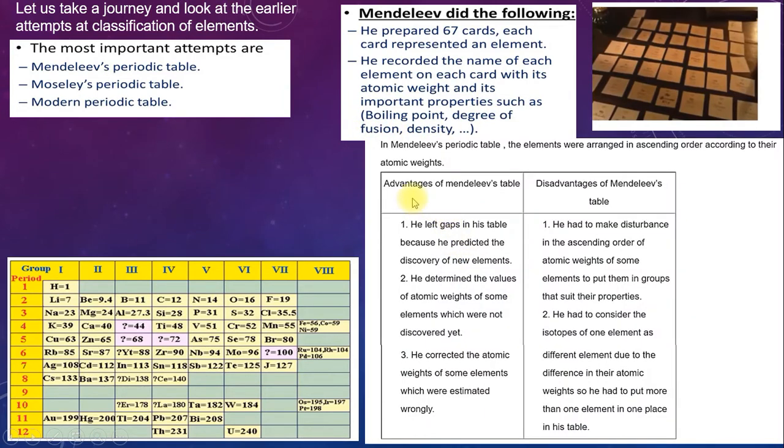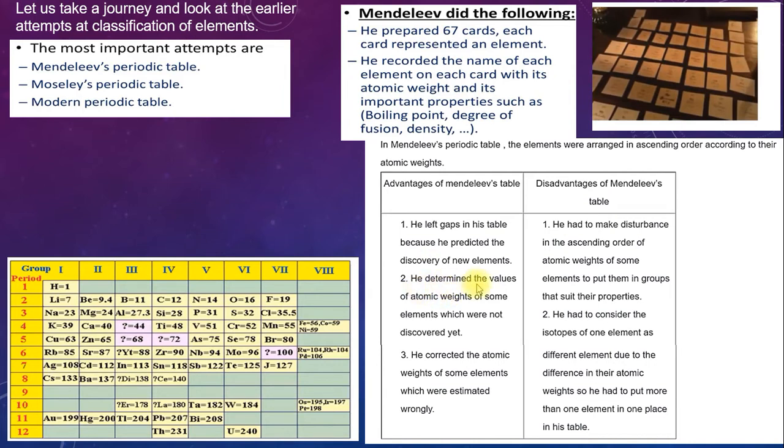This is the time for saying the advantages and disadvantages of Mendeleev's table. We start with the advantages, or the good things Mendeleev did at this time. He left gaps. What is the meaning of the gaps? He left spaces in his table because he predicted new elements to be discovered after that.